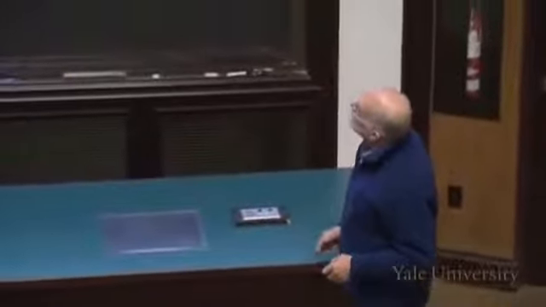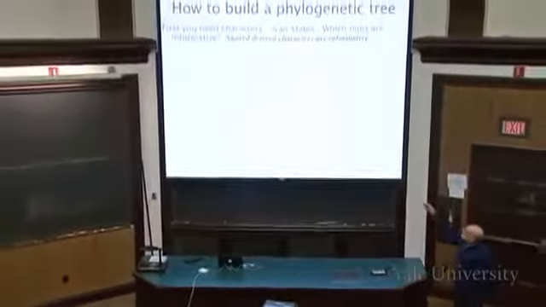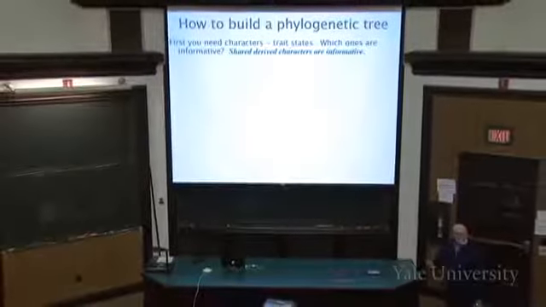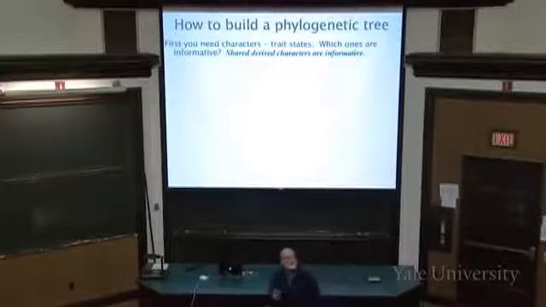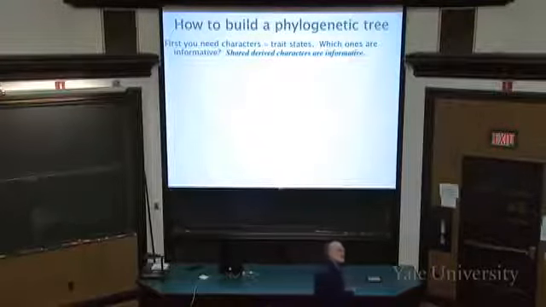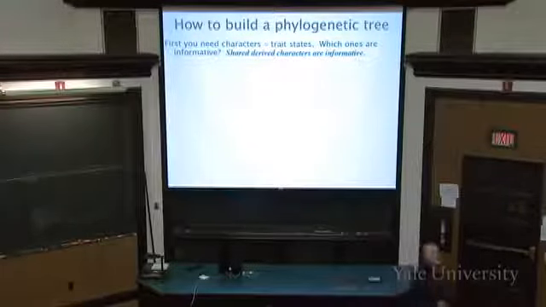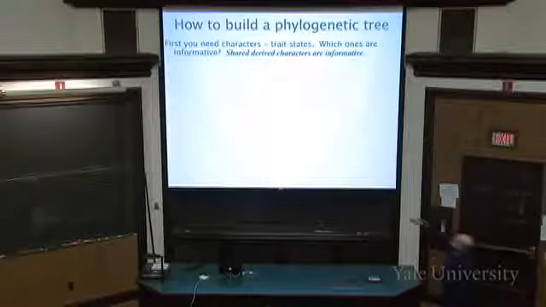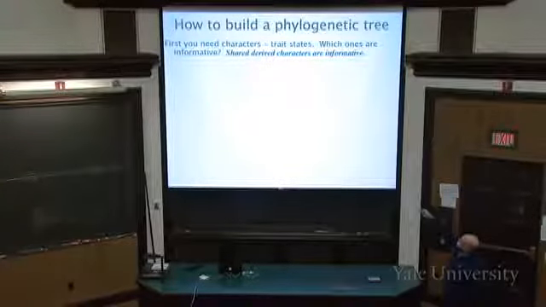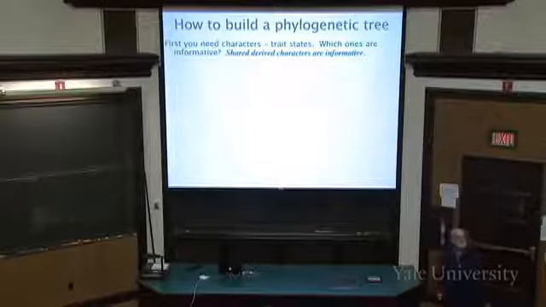So how do you get it? How do you build a phylogenetic tree? Well, this is an important point. You need to have some characters, so those are states of traits. They could be nucleotide sequences. It could be whether the thing has scales or fur. It could be whether it has a 3 or 4 chambered heart. It could be a lot of things. So you need characters, and they need to have different states. And the characters that are informative are shared derived characters.